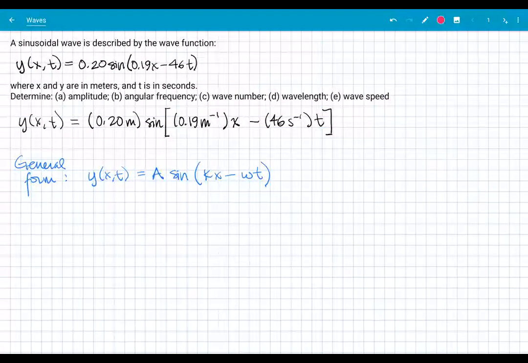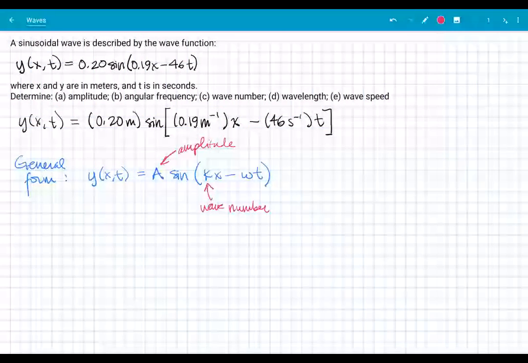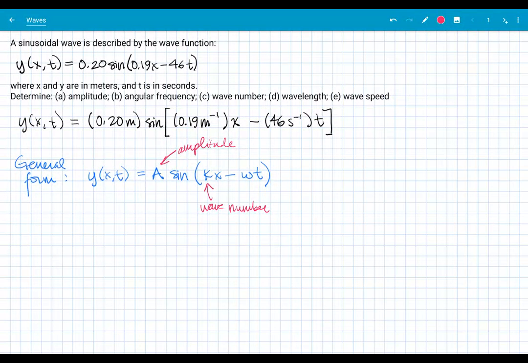We already know what A is. A is amplitude, right? You should be pretty comfortable with that at this point. This k here, what's that? That's something called the wave number. What's the wave number? That's a weird one, right? So spend a little time with the wave number and see if you can make it make a little bit of sense to you.